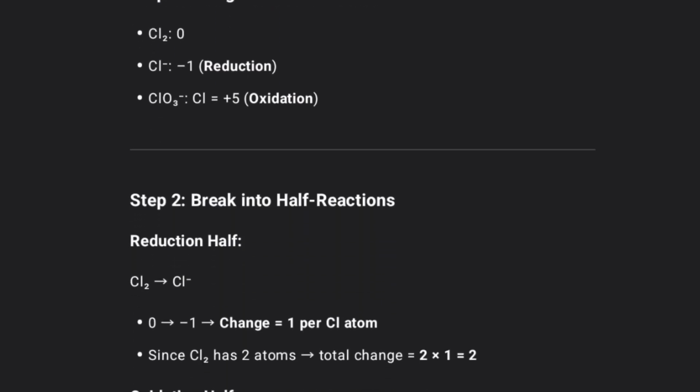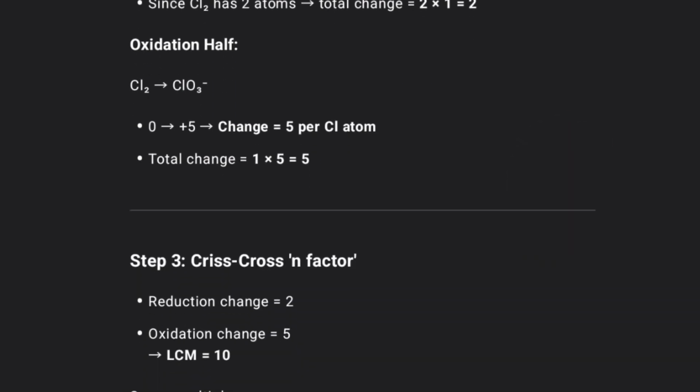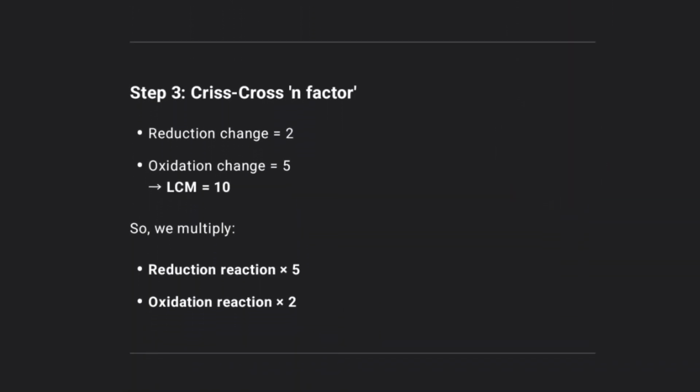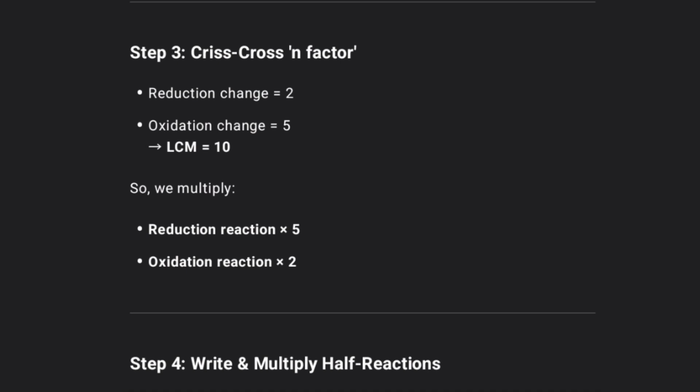Step 2, break into half reactions. Reduction half, Cl2 to Cl⁻, 0 to -1, change equals 1 per Cl atom. Since Cl2 has 2 atoms, total change equals 2. Oxidation half, Cl2 to ClO3⁻, 0 to +5, change 5 per Cl atom. Total change equals 10. Step 3, crisscross the n-factors. Reduction change equals 2, oxidation change equals 5, LCM equals 10. So we multiply the reduction reaction by 5 and the oxidation reaction by 2.